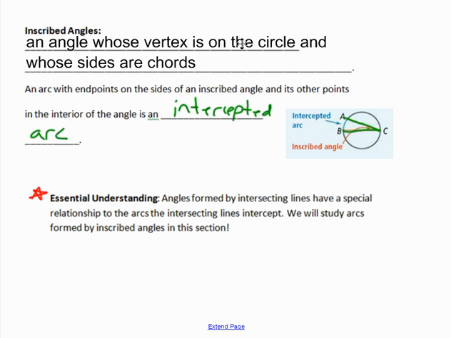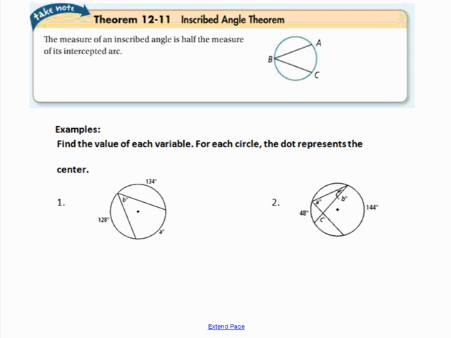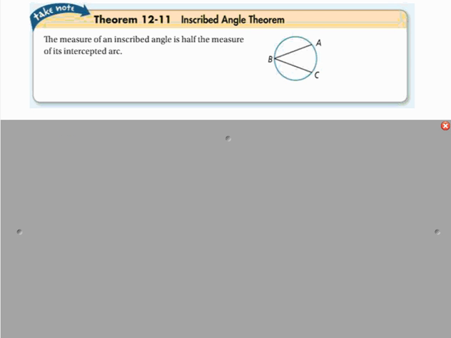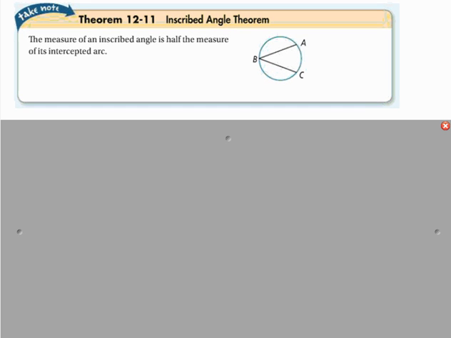All right, I am going to warn you there are a few more theorems. We had a lot of theorems in this chapter. There's just a lot of them. This first theorem, we'll cover the examples up for right now, but it says the measure of an inscribed angle is half the measure of its intercepted arc. To put that into a formula, we'll say the measure of angle B is equal to 1/2 the measure of arc AC.